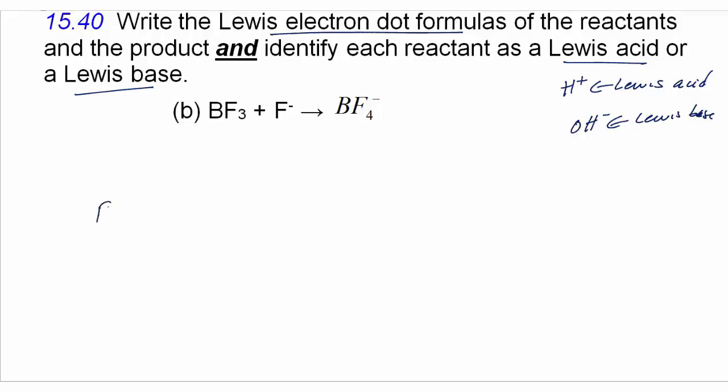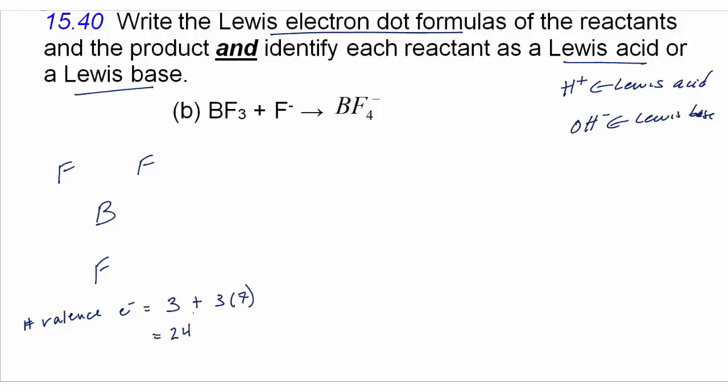Boron goes in the center, surrounded by all these 3 fluorines. Okay, that's the first step in writing the Lewis electron dot formula. We have to figure out the number of valence electrons. Boron has 3 on the periodic table. It's in group 3. Fluorine, each one has 7. So I have 3 fluorines. 3 times 7 is 21 plus 3 is 24.